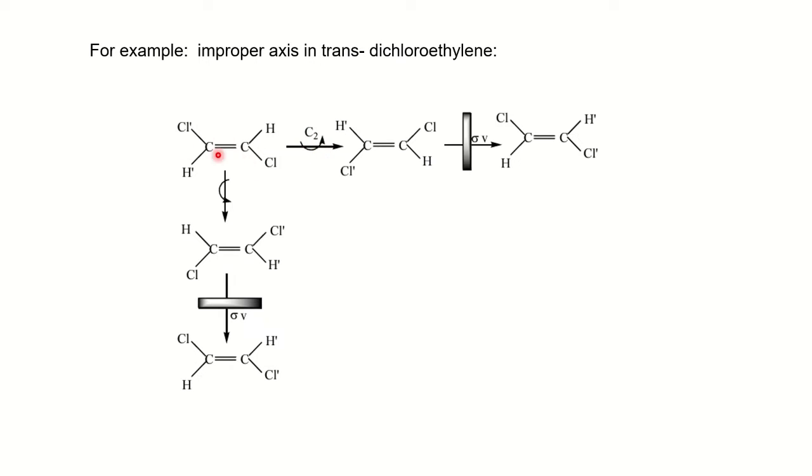Since we are rotating along this axis, if you rotate, the Cl will occupy the hydrogen place and hydrogen will go to the Cl place. Similarly, you can see on the other carbon, the two will interchange their positions after the C2 operation. So you are flipping the molecule 180 degrees, right? And then if you put a mirror plane perpendicular to this axis of rotation, you will see the exact mirror image on the other side. So this is a mirror image of this molecule. This molecule we are getting after performing rotation followed by reflection.